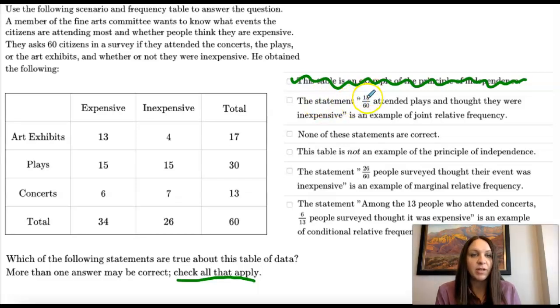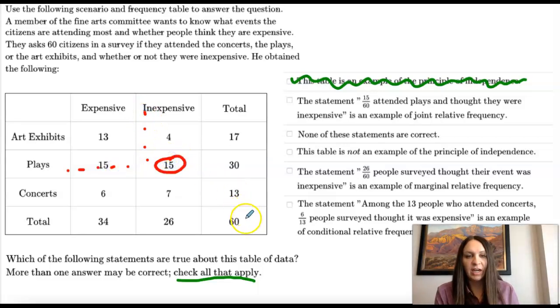Okay, next one. The statement "15 out of 60 attended plays and thought they were inexpensive" is an example of joint relative frequency. So we're looking at the 15 that attended plays and thought they were inexpensive. So plays, inexpensive. We're looking at this 15 out of the total. So that is an example of joint frequency because we're looking at an inside number out of the total. If it's conditional, it'd be with a row. But the joint relative frequency is out of the total, so that's correct.